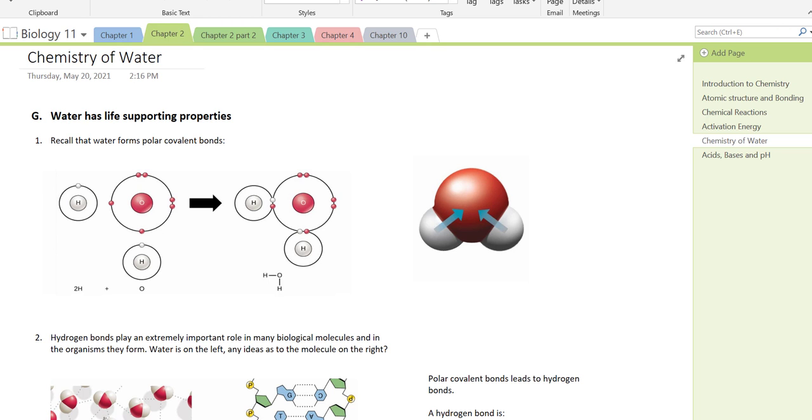Hey everyone, so this lesson you should have your chemistry of water notes out in front of you and just be writing the stuff down as I go along.